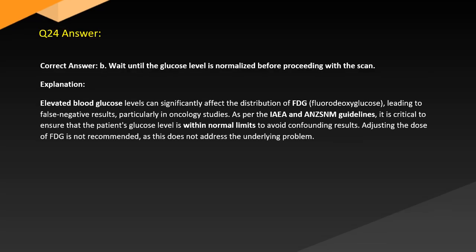Answer. Correct answer: B. Wait until the glucose level is normalized before proceeding with the scan. Explanation: elevated blood glucose levels can significantly affect the distribution of FDG (fluorodeoxyglucose), leading to false negative results, particularly in oncology studies. As per the IAEA and ANSM guidelines, it is critical to ensure that the patient's glucose level is within normal limits to avoid confounding results. Adjusting the FDG is not recommended, as this does not address the underlying problem.